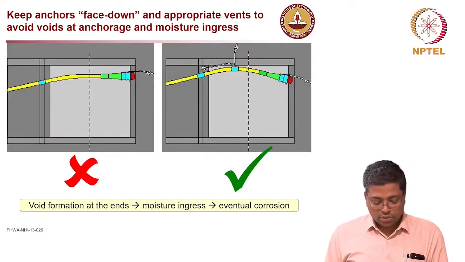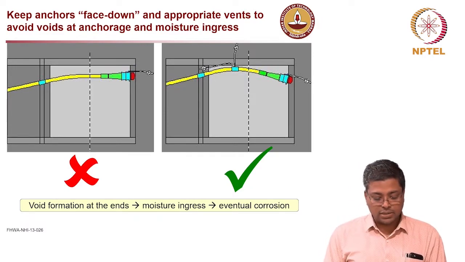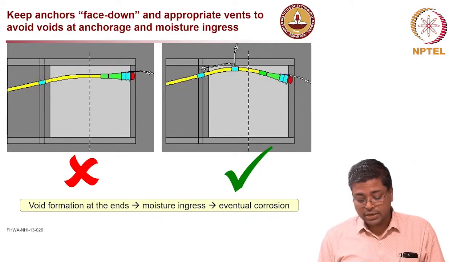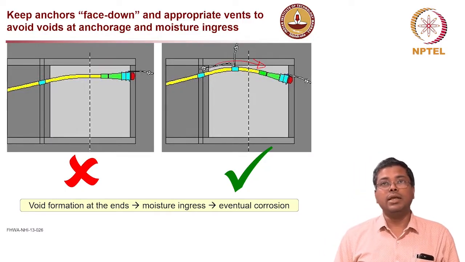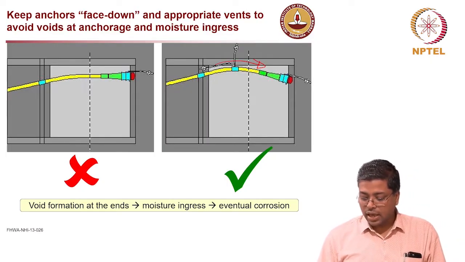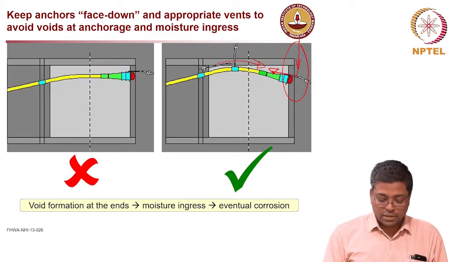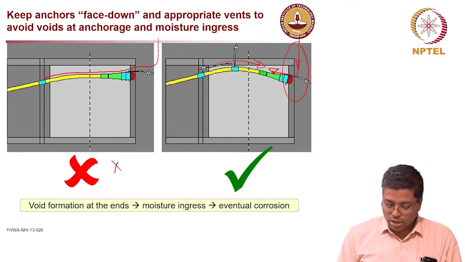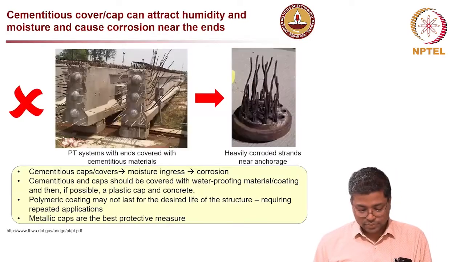Now, another thing is, to prevent void formation at the anchorage and the entry of moisture, you can also provide a slight inclination of the tendon profile at the end. So, for example, if this is the end of the anchorage zone, if water is coming through like this, it will never go upward like this. But in the other case, you may see water going like this. So that is not good, and this is a good practice to follow: a slight change in the profile.